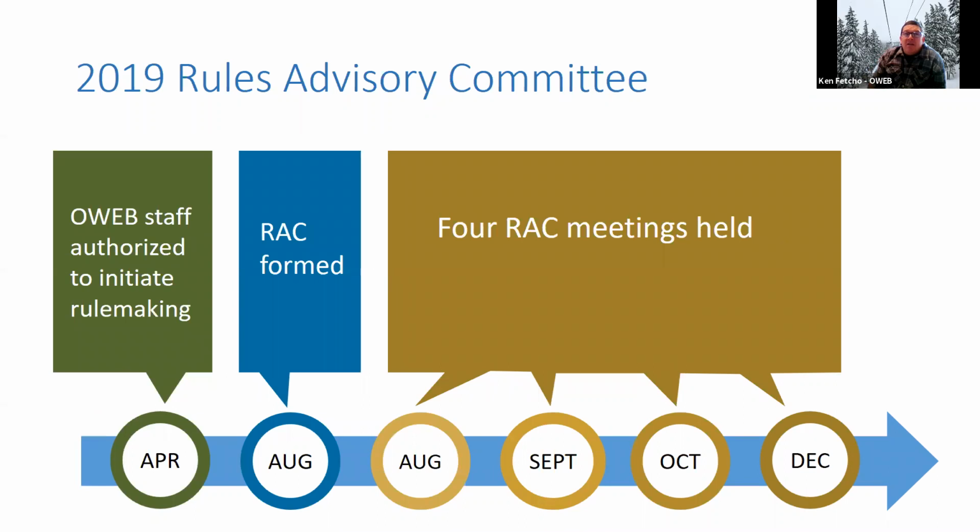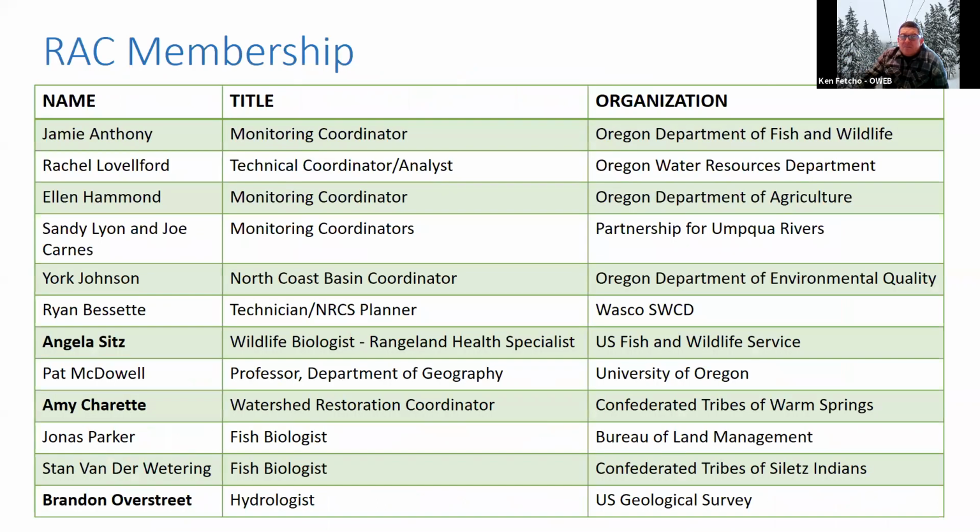So with that, I'm going to now talk to you about the process we went through to revise our monitoring grant program rules. So beginning in April of 2019, the board authorized us to initiate rulemaking. And in August, we formed a Rules Advisory Committee, or RAC, and we held 4 meetings between August and December of 2019. And we had a great RAC.